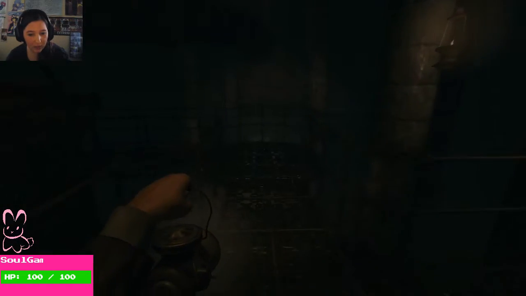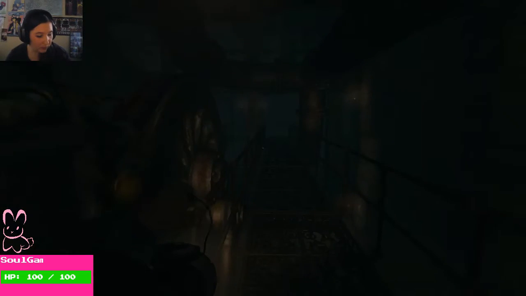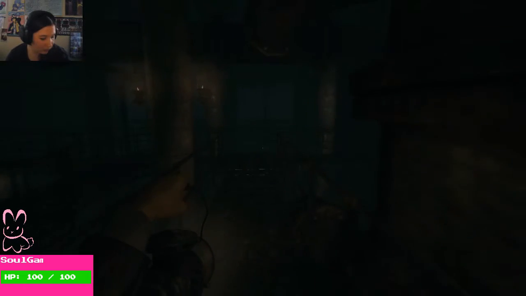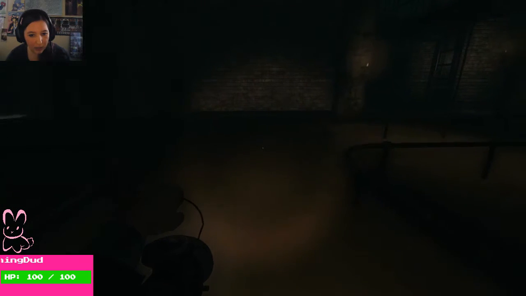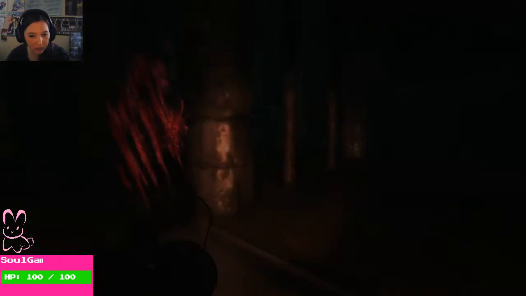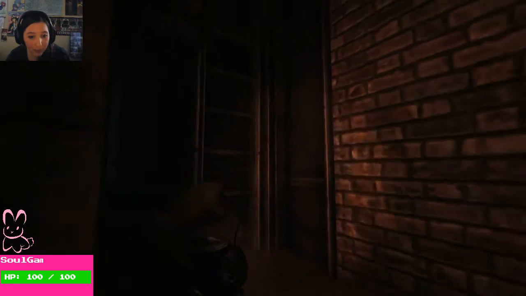Okay, not that way then. Whoops. Yes, we're going this way. Or am I not running? Why am I not running? I'm holding shift and it's not doing anything.